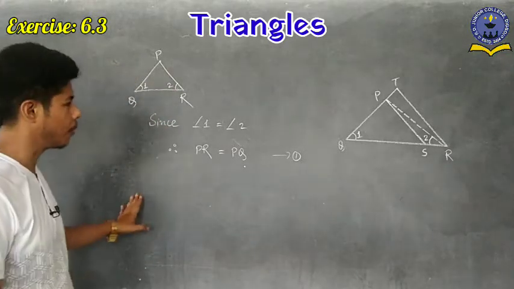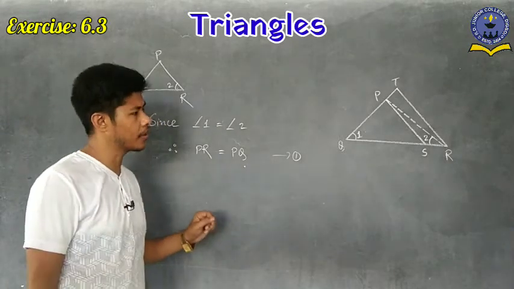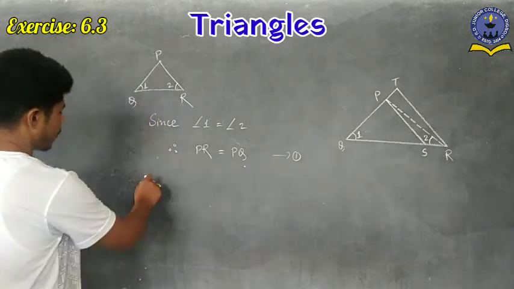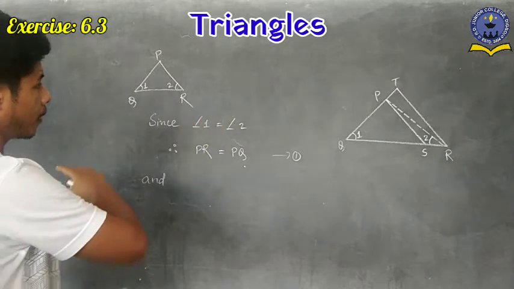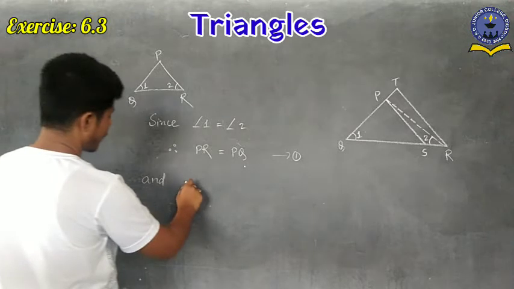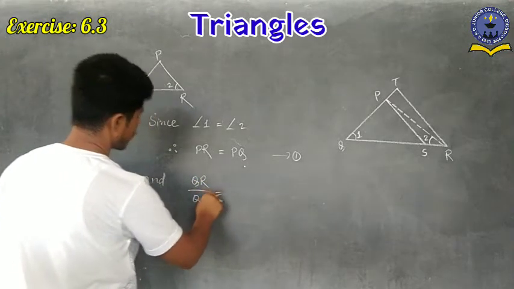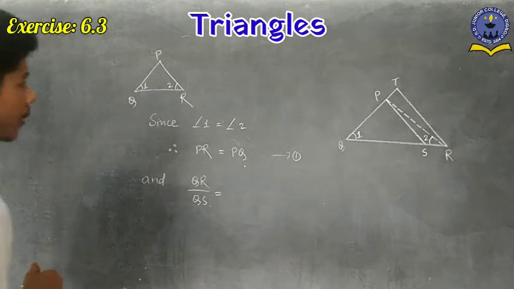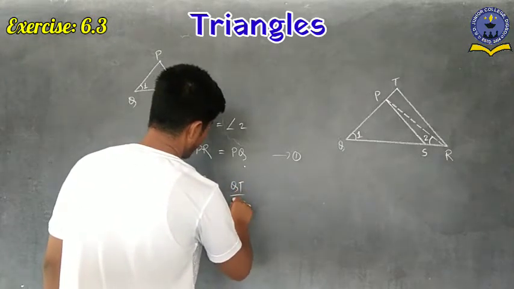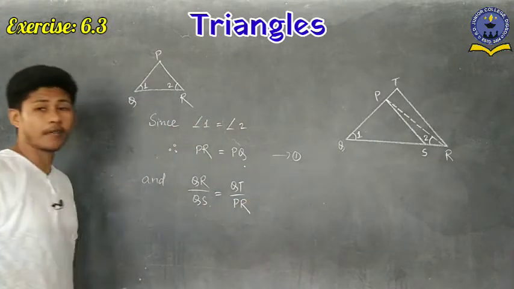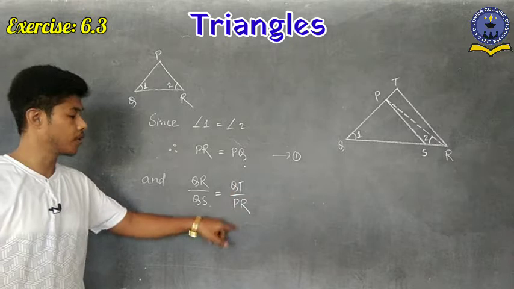After that, another condition is given, and the second condition we have to write here. From the figure, the given condition is QR by QS equal to QT by PR. This one is the given condition. The second condition is this one: QR by QS equal to QT by PR.